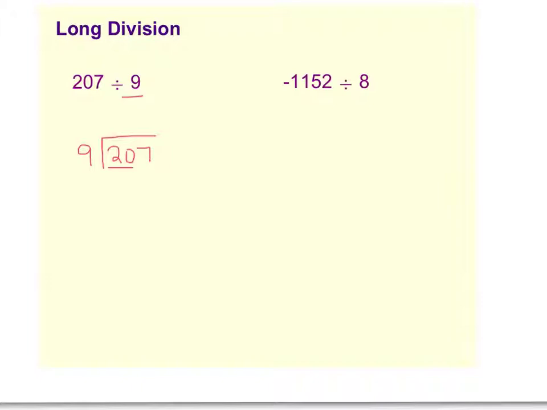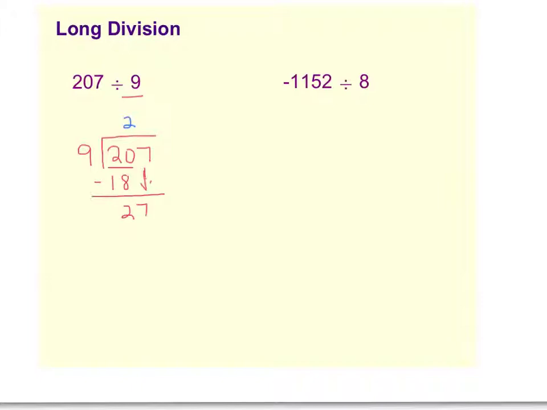Well, 9 times 2 is 18, so it'll fit in twice without going over. So now we multiply these two together. 2 times 9 is 18, and that goes right below the 20. And then we're going to subtract those two. 20 minus 18 is 2. The next number, from our original problem, is going to be a 7.